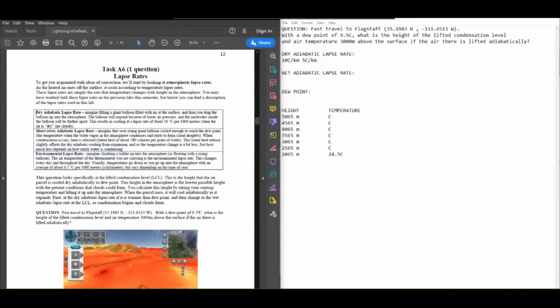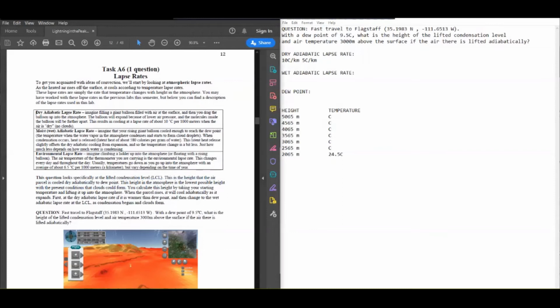It'll be in later stages of this lab, so don't worry too much about the environmental lapse rate for this particular question. What we want to know is the lifted condensation level. The lifted condensation level is the height that an air parcel needs to cool to in order for clouds to form. So we need to figure out our lowest height for clouds, our cloud base, and then our temperature at the top of our column of air.